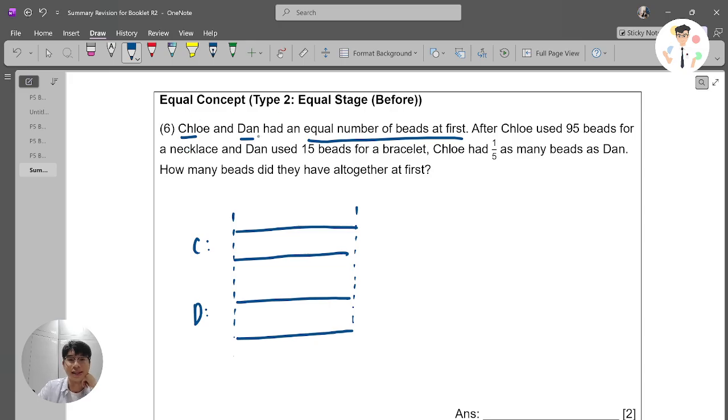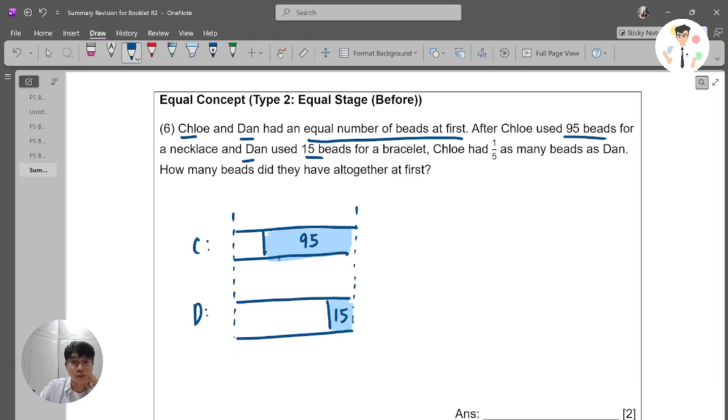Now, what happened is C and D had an equal number of bits at first. As you can see, this is what happened at first. Now, after Chloe used 95 bits, I will just cut here, this is 95. And this is what I have used. So, let me just highlight here. This is what I used. So this is gone. Okay? And then D used 15. So I cut here. This is 15. So D used this 15. Now, at this point of time, I can see clearly that this is what I left, blue color is what I have used.